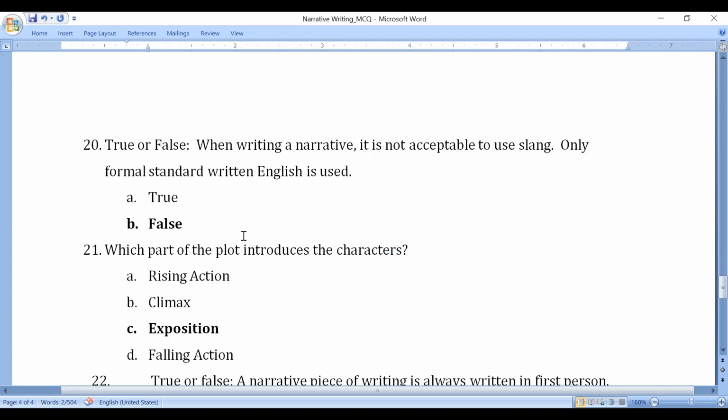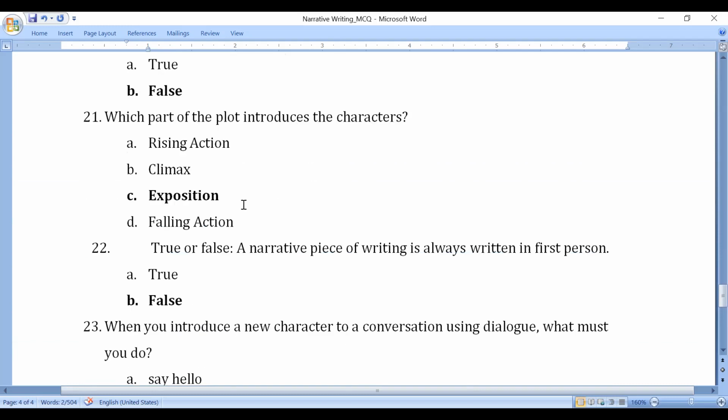True or false? When writing a narrative, it is not acceptable to use slang. Only formal standard written English is used. Is it true or false that slang is not allowed? It is false. You can use slang in dialogues while writing a narrative.